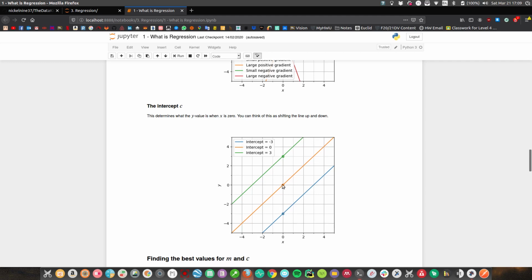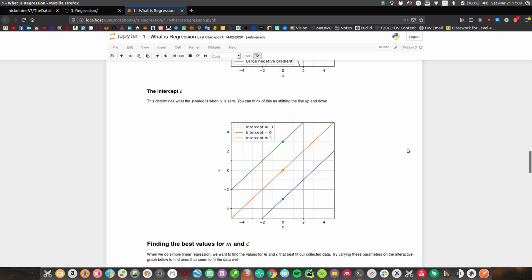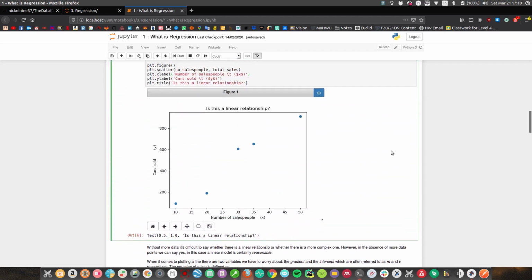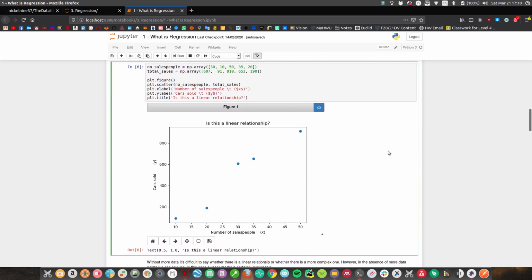And here c is 0, here c is 3. So c can just be seen as sort of shifting this graph up and down, whereas m is affecting the actual slope of it. So our task, basically, if we want to fit a line to this data, then we've got to find the best possible value of m, we've got to find the best possible value of c.